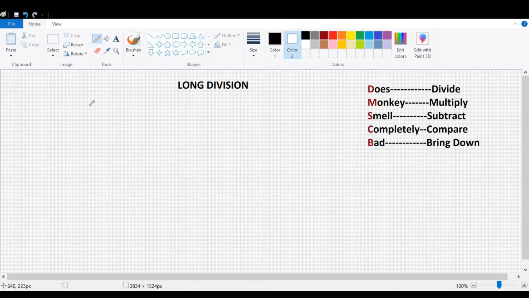Hello everyone. Today we will learn how to do long division. I like to use an acronym to help me remember the steps of long division. Does monkey smell completely bad?